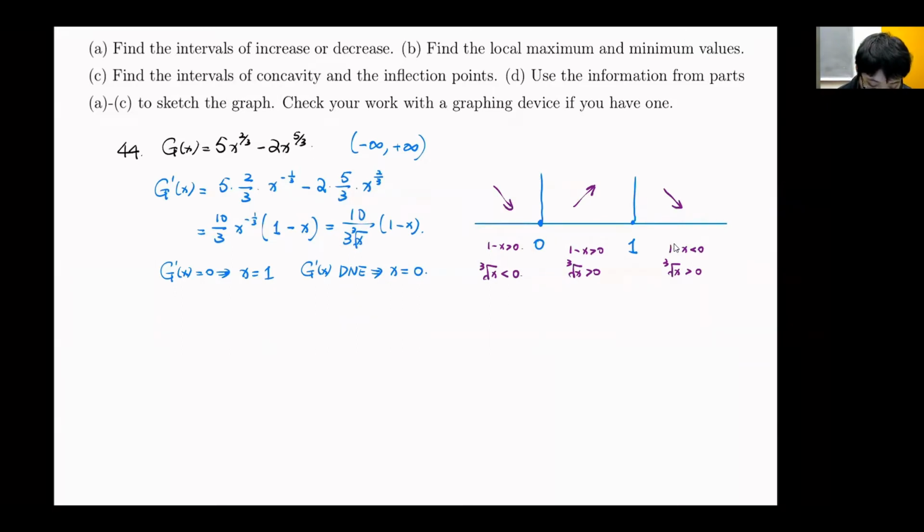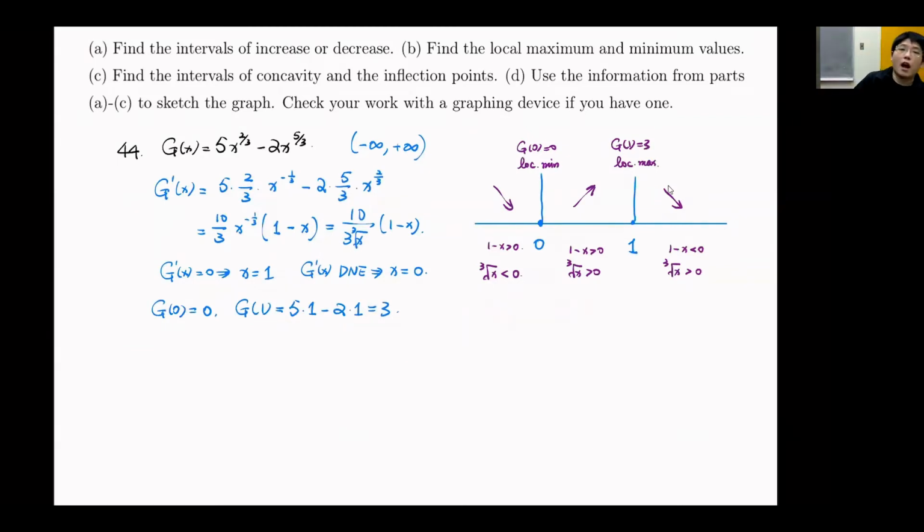Now let's actually find the function values. So at the point 0, g of 0 is simply going to be equal to 0. And at the point 1, g of 1 is simply going to be, okay, so 5 times 1 to whatever power is going to be equal to 1, and then minus 2 times 1 to whatever power is still going to be equal to 1. So the answer will be 3. So then for the first derivative test, we see that g of 0 equals 0 is a local min, and g of 1 equals 3 is going to be a local max. All right, so this finishes the second part.